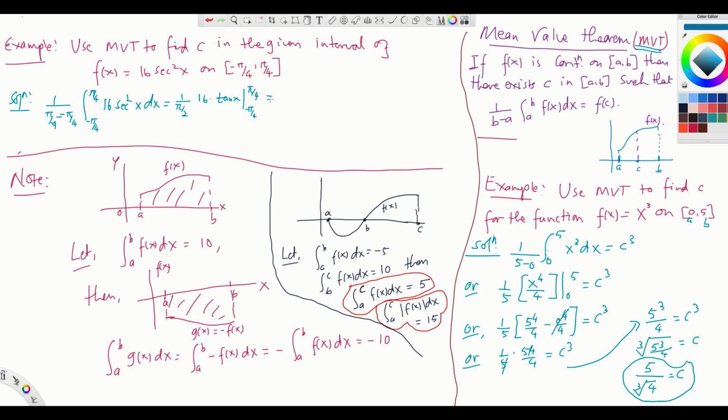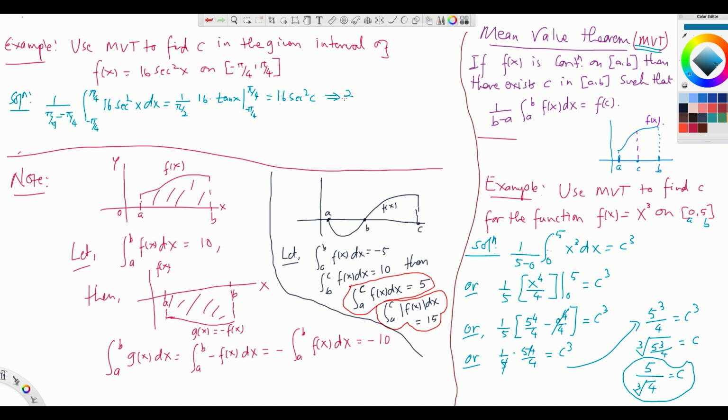But this must be equal to f(c). What is f(c)? Just 16 secant squared c, because what does the formula say? You find the average height, and then write down equals f(c). f(c) is just replacing x by c there. So what do I get on the left side? It is basically 2 over pi, right? Because this is 1 over the fraction, so it will be 2 over pi. Let me write it that way.